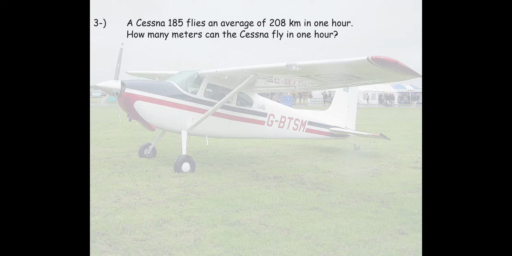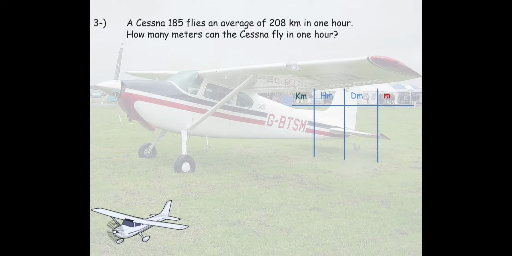A Cessna 185 flies an average of 208 kilometers in 1 hour. How many meters can the Cessna fly in 1 hour? So here we're going to change the kilometers into meters. So we can say in the table, we're moving forwards. And therefore, when we move forwards, each move we do, we multiply by 10. So let's see the table. And if you can see, we're going to move 3 moves.